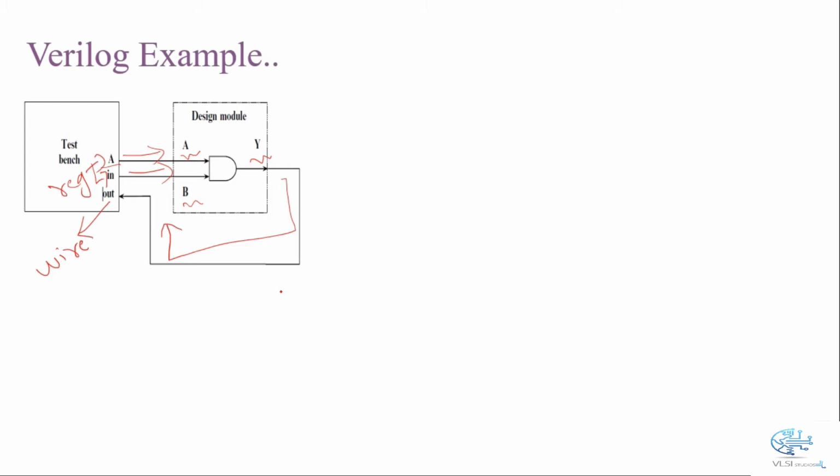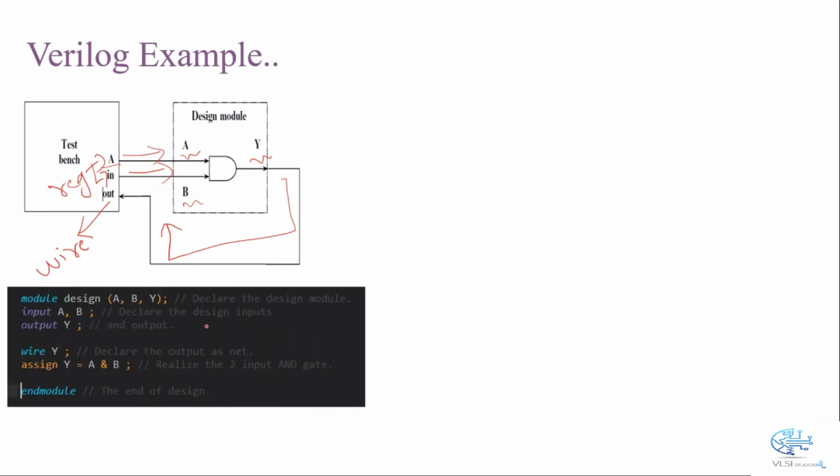So in our case we're going to define our design module with the name design, with A and B as input and Y as the output. So the output is a wire. Just to show you that it is a wire, I'm going to define it with wire, but by default the output is taken as a wire. So we can simply write assign Y equal to A and B. So this is our design module Verilog code.